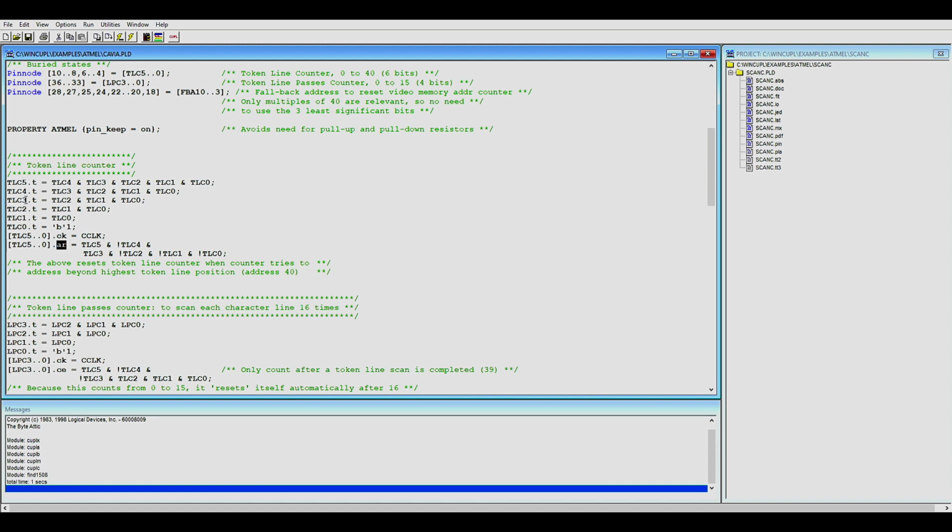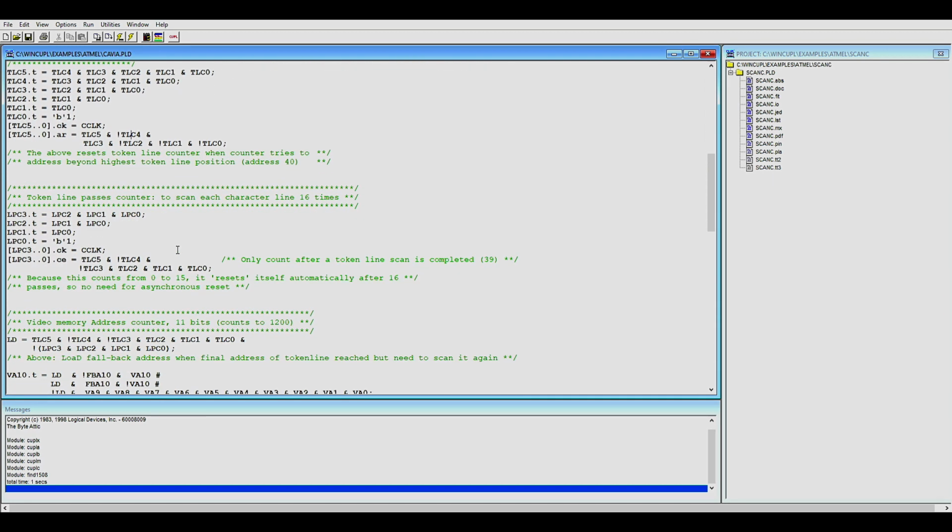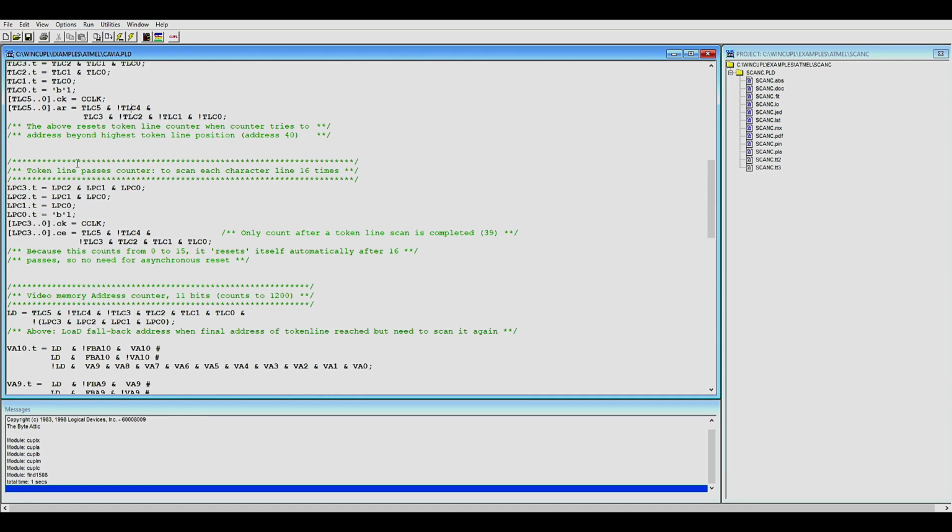When this counter tries to count beyond 39, from 0 to 39, in other words, tries to address beyond the 40 tokens in a token line, it will reset itself. The moment it tries to count beyond the line, it resets itself back to 0, which is what it should do. The next one is the token line passes counter, or the line passes counter, LPC.